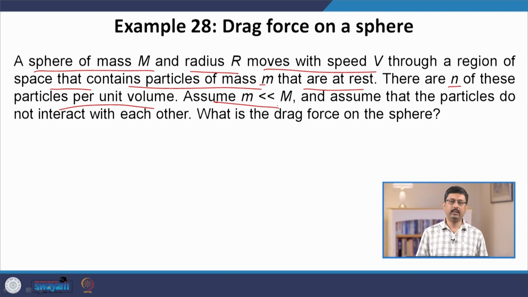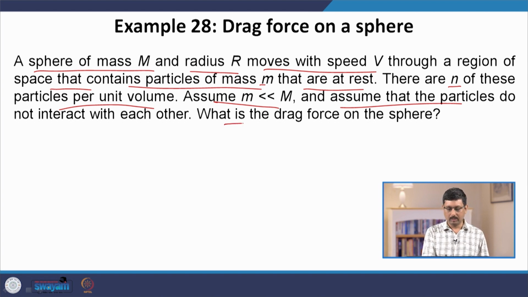So, the number density of these fluid particles is small n, and assume, this is crucial, that small m is very much smaller than the sphere. So, the sphere is much bigger than the fluid molecules. To give you some length scale, atoms and molecules are of the size of an angstrom, so they are like nanometer objects, whereas this sphere is at least 1000 times bigger, like a micrometer object. And assume that the particles do not interact with each other. This is to simplify the calculation.